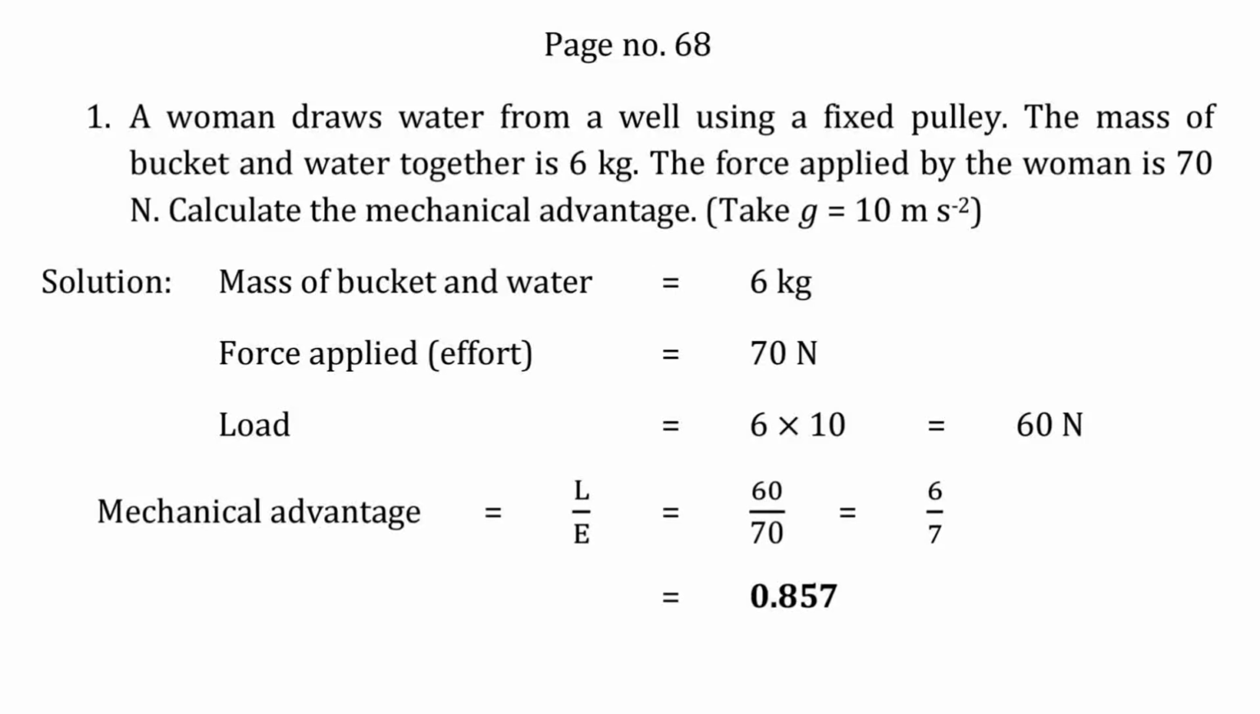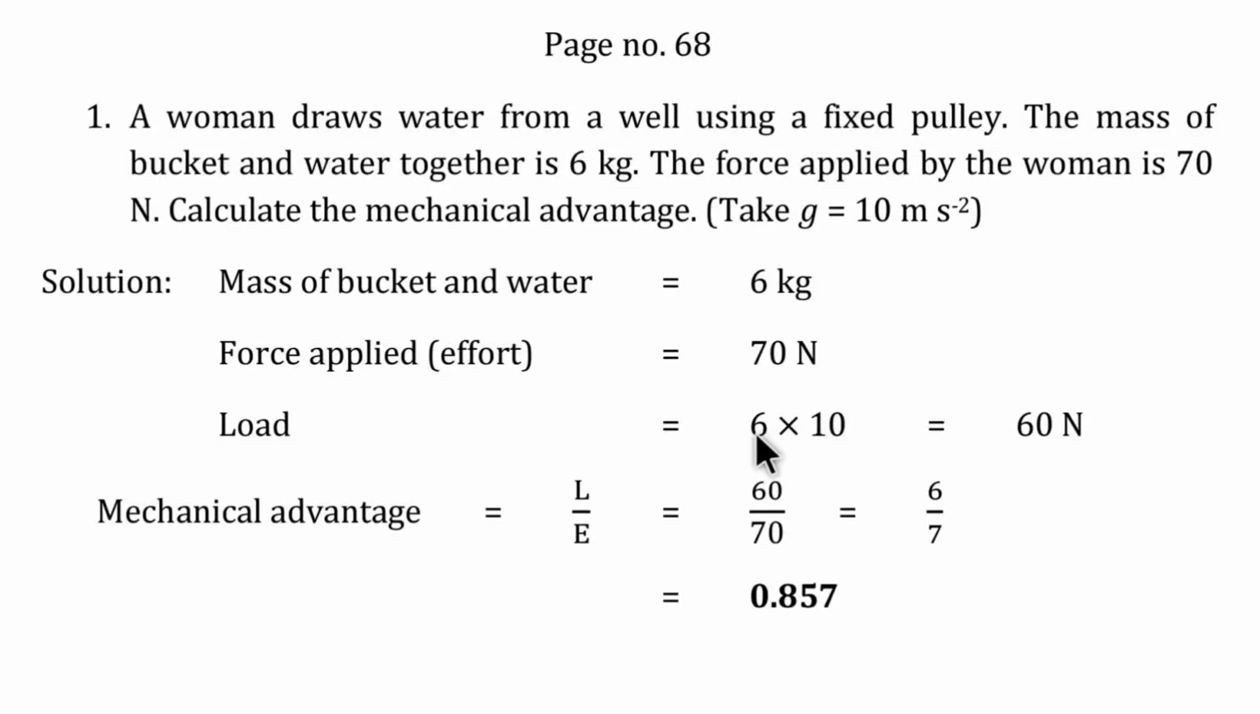So here, mass of bucket and water is equal to 6 kg, that is given in the question, and the force applied by the woman is 70 Newton. So this is the effort, 70 Newton, and the load, since it is the bucket and water together, is 6 kg. So load is the force that is applied downwards. So it will be 6 kg mass with the acceleration due to gravity.